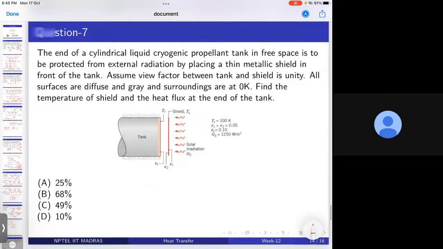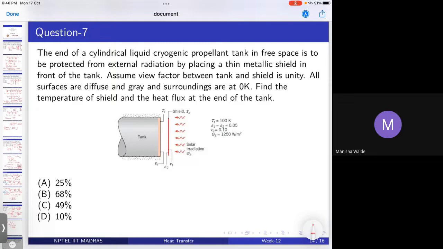So let's move on to the last question, which is also related to the radiation shield. We have the end of a cylindrical liquid cryogenic propellant tank, which, in free space, is protected from external radiation by placing a thin metallic sheet in front of the tank. Assume the view factor between sheet and tank is unity.